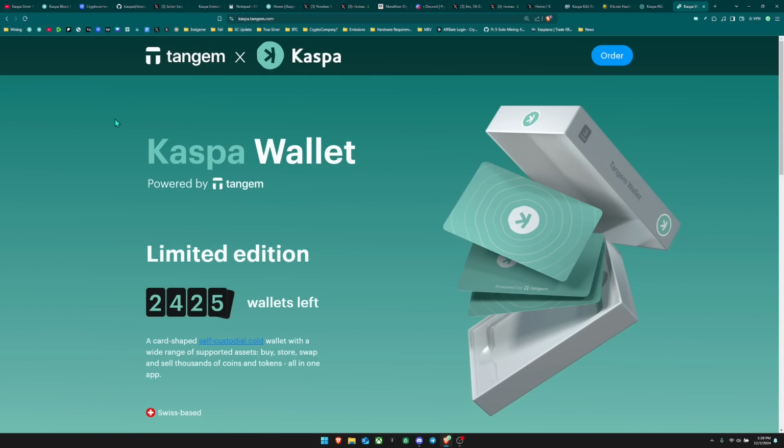Whenever you keep your Kaspa on an exchange, you don't actually own it. The exchanges do, and if the exchanges were to ever go bankrupt or anything goes wrong with them, they have complete control of your funds and you can't do anything about it. So please look into self-custodying your Kaspa, and Tangent is a really great option to do this.